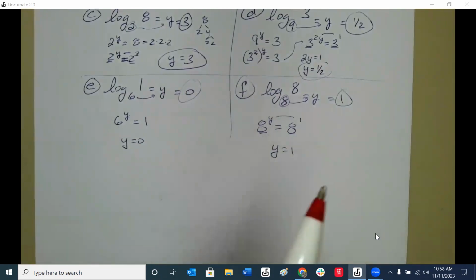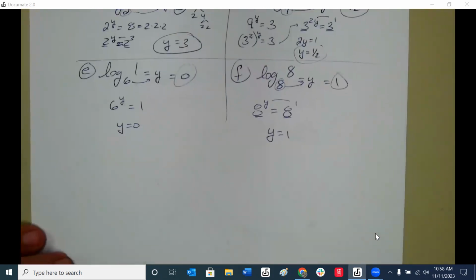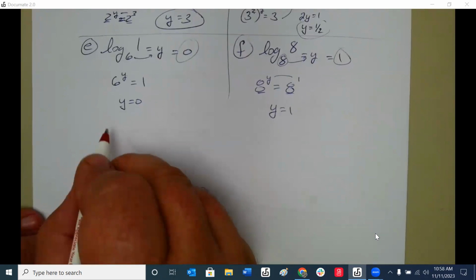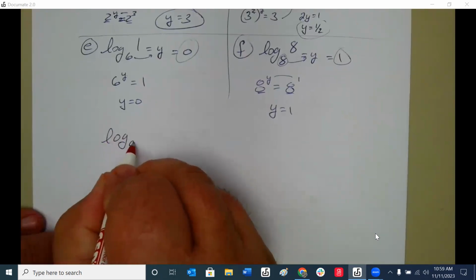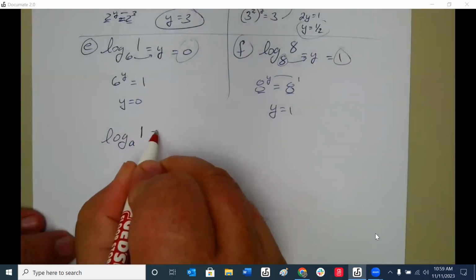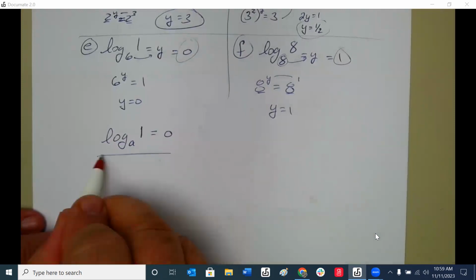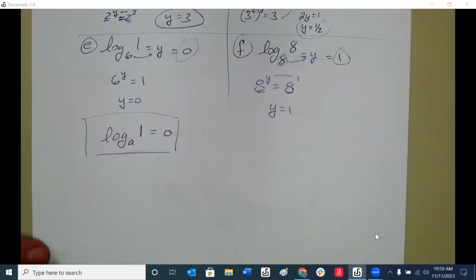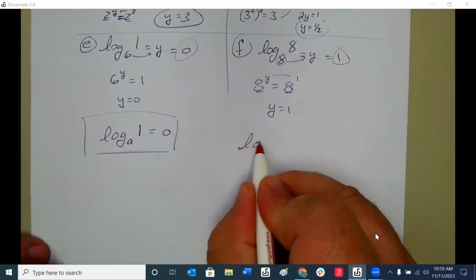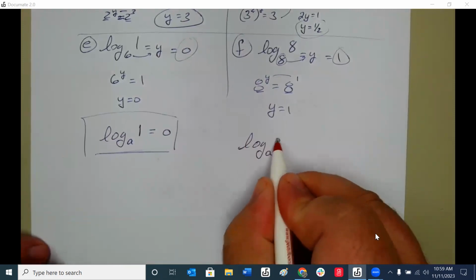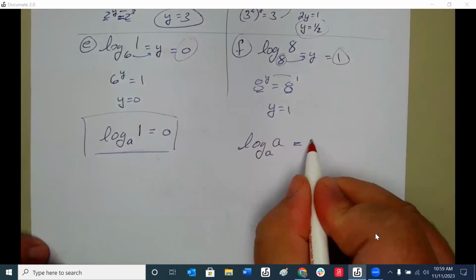These two have properties named after them. The first one says log anything of 1 is always going to be 0. Log anything of itself always equals 1.